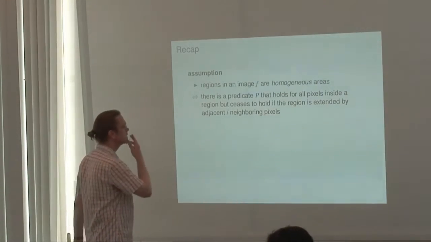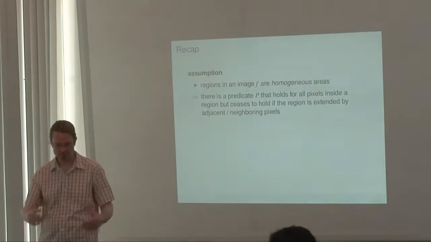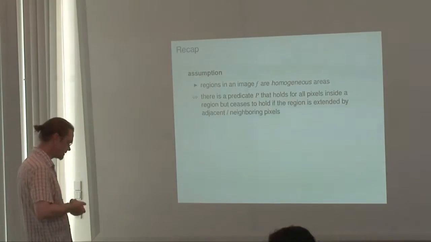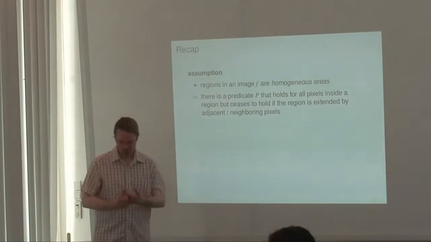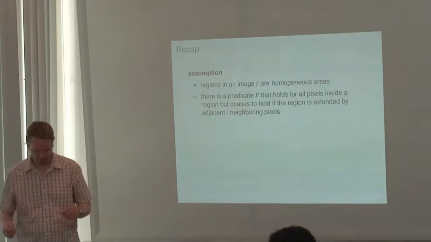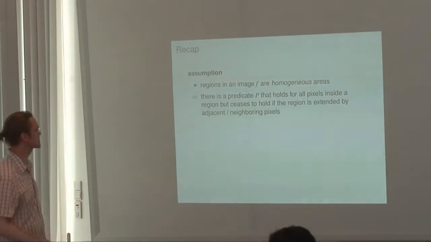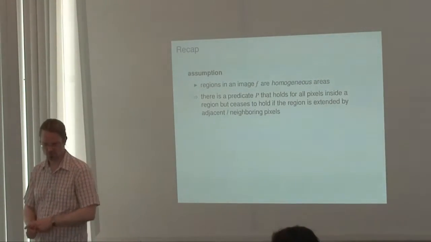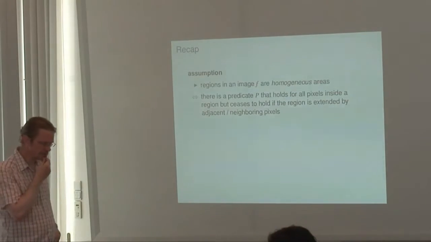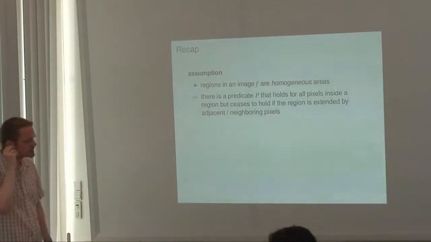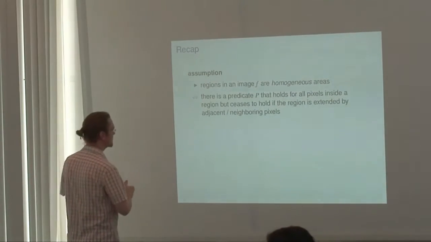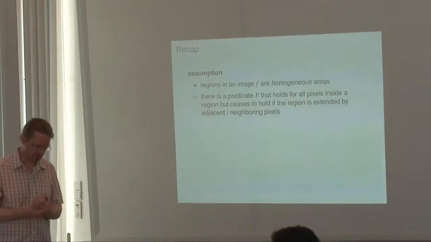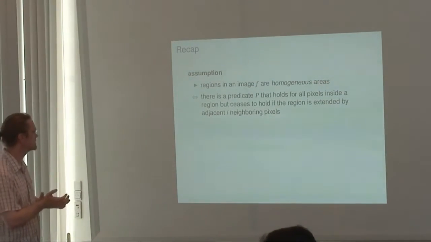Let us remember that we defined a region to be a homogeneous area in an image F. And this notion of what it is to be homogeneous was tied to the idea that there is some sort of a predicate, let's call it P, which we may evaluate on all of the pixels in an image. In particular, if two pixels belong to the same region, then both meet that predicate, and a region would then be a collection of adjacent, neighboring pixels, all meeting that predicate.